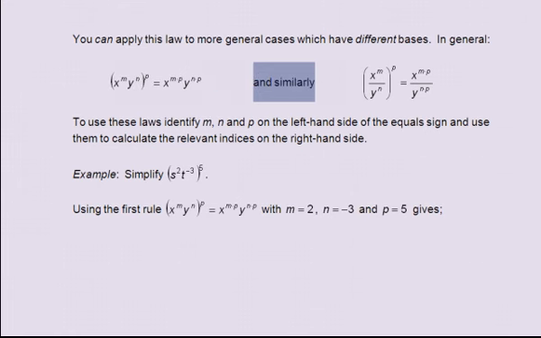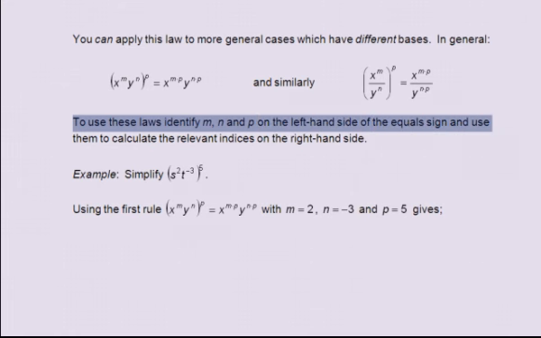And similarly, x to the power m divided by y to the power n all to the power p equals x to the power m multiplied by p divided by y to the power n multiplied by p. To use these laws, identify m, n and p on the left hand side of the equals sign and use them to calculate the relevant indices on the right hand side.